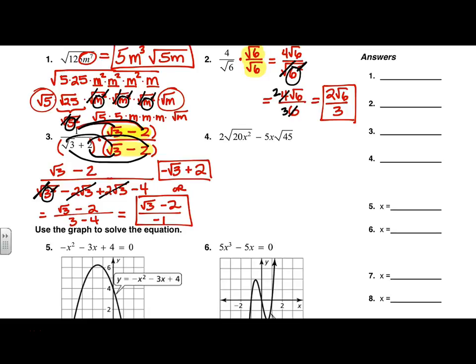Now guys, in number 4, if you need it, let's check it out. In number 1, didn't we have to break down what's underneath to simplify? That's what you need to do in number 4. But you're going to do one piece, break down the 20. The other piece, break down the 45. Let me give you just a second. What numbers go into 20 that you can break it down into? And what numbers go into 45 that you can break it down into?